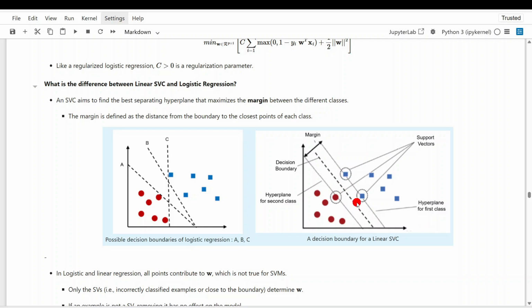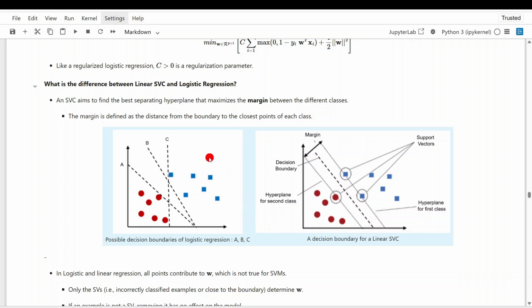Now this broken line is far from the blue points, and at the same time it is far from the red points, and the distance from this decision boundary to the red point and the blue point is equal, because it maximizes the margin between the different classes, and the decision boundary lies in the middle of the margin.